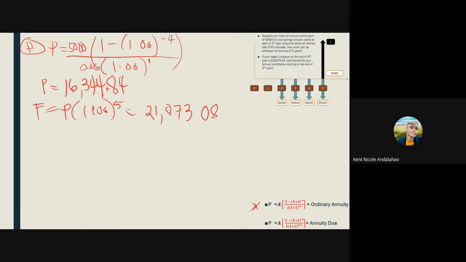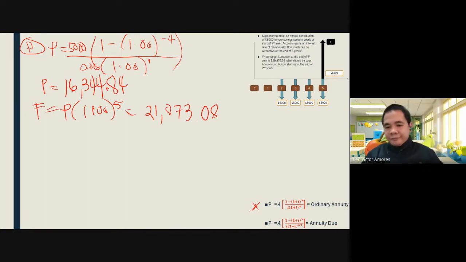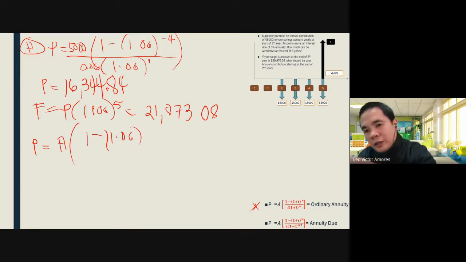Okay. So if we solve it using the annuity equation, your P is equal to A times (1 minus 1.06 to the negative exponent) divided by 0.06. If you have an annuity due, where do you start? Here, year 2.